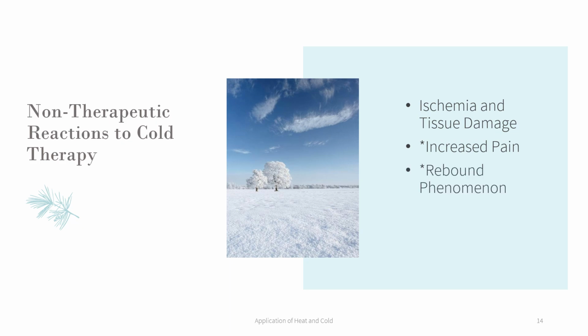Then there's the rebound phenomenon, and this happens when cold is applied for too long. So after the initial vasoconstriction, then the body adapts to this cold therapy and triggers vasodilation, which reverses the intended effects. So this is what we call a rebound phenomenon, and why we remove cold packs after about 15 to 20 minutes and apply intermittently instead, so that we can prevent tissue injury.